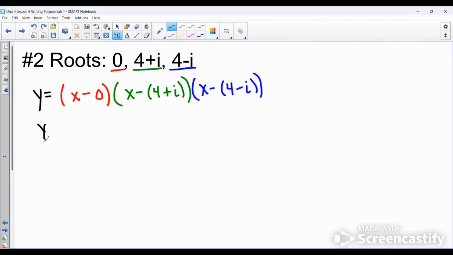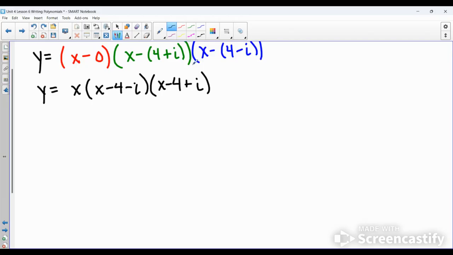Cleaning this up a little bit before we start foiling, we have x on the outside, and then in here we have x minus 4 minus i, and x minus 4 plus i.